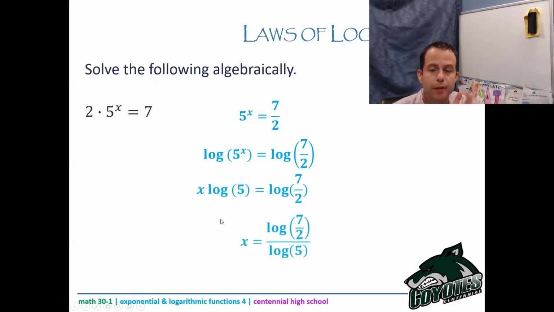So I end up with log of 7 over 2 divided by log 5. Plug that in your calculator just to make sure you can get the right approximation, but this is the exact value answer. If this was all the question was asking you to do, this is your answer, okay? But for fun, plug it into your calculator. You should get an approximate answer of 0.78.